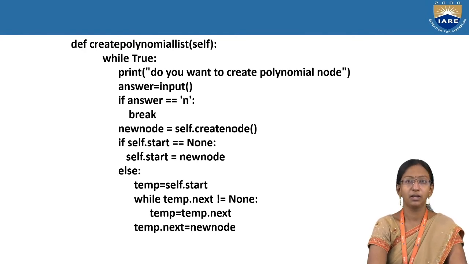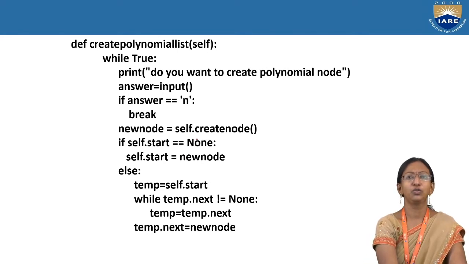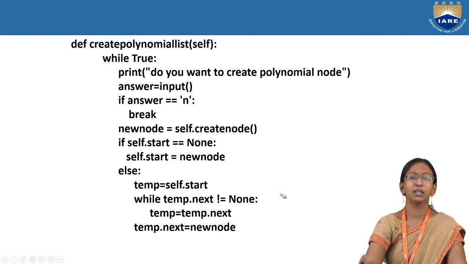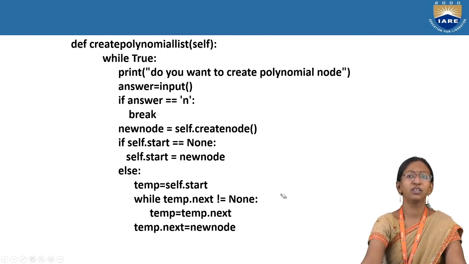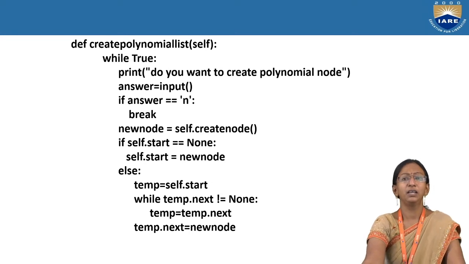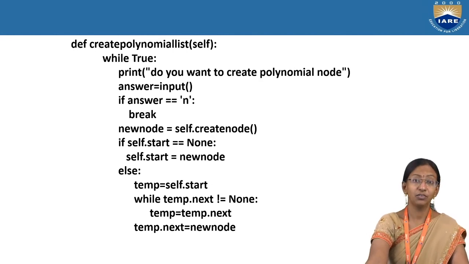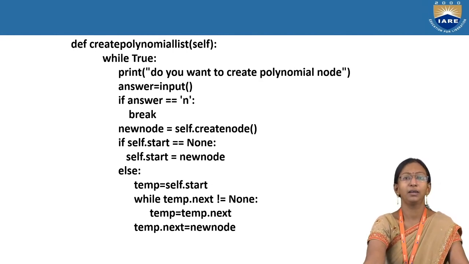So everything is in our hands. If I don't give n and give any other character from the keyboard, it will take me to create a node, right? New node is equal to self.create node. Create node is nothing but the function which we have seen just now. It will ask for the values of coefficient and exponent, call the constructor of node, and create it.